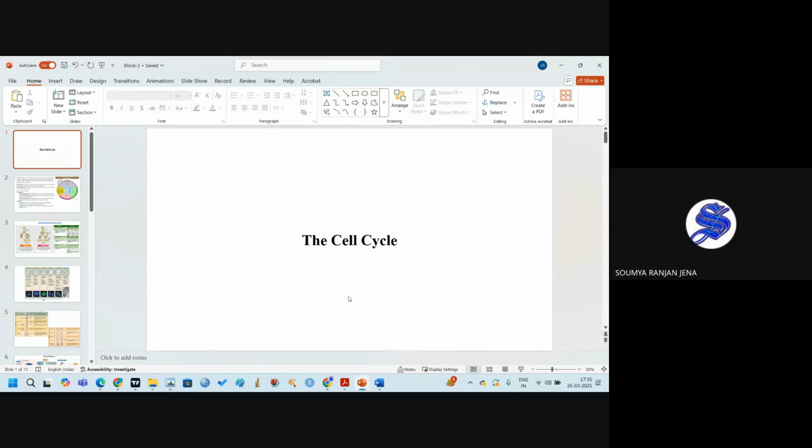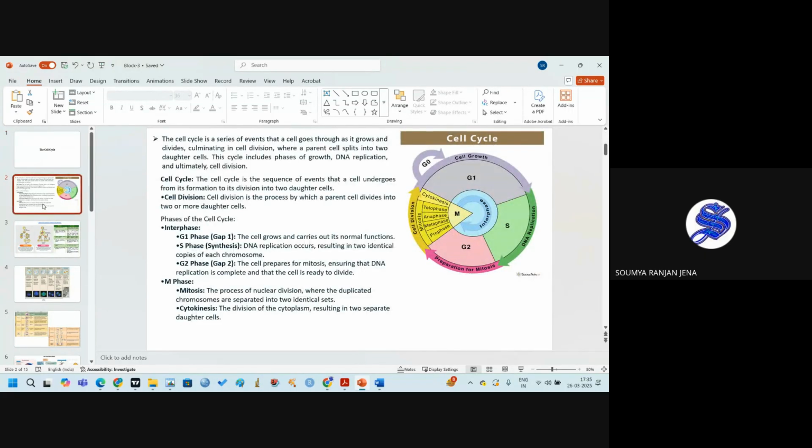Okay, we'll discuss our unit 3, that is the cell cycle. What is the cell cycle? The cell cycle is a series of events that a cell goes through as it grows and divides. In cell division, a parent cell splits into two daughter cells, and this cycle of cell division includes different phases of growth, DNA replication, and ultimately cell division.